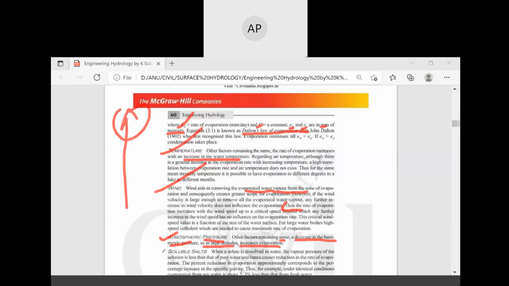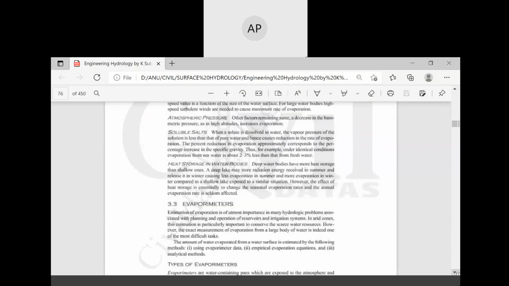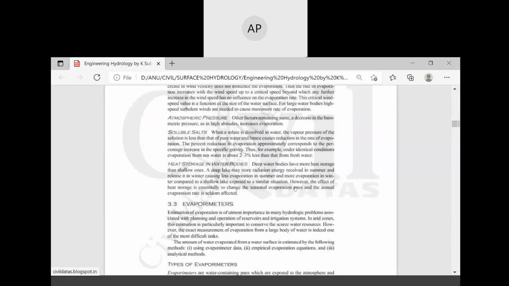Okay? And soluble salts. When a solute is dissolved in water, the vapor pressure of the solution is less than the pure water and hence causes reduction in the rate of evaporation. So if there are soluble salts, there will be less rate of evaporation.